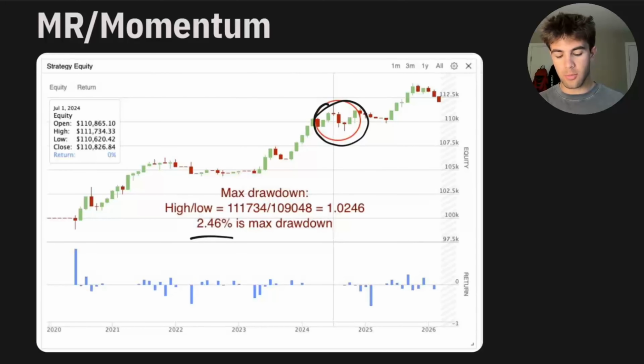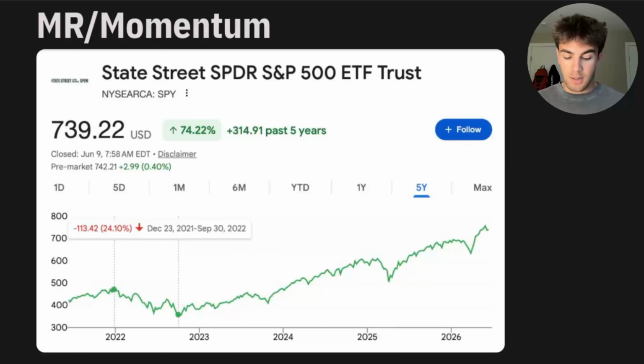So remember, our max drawdown was 2.46%. The S&P, here we see already over a little less than a year, a 24% drawdown back in 2022.